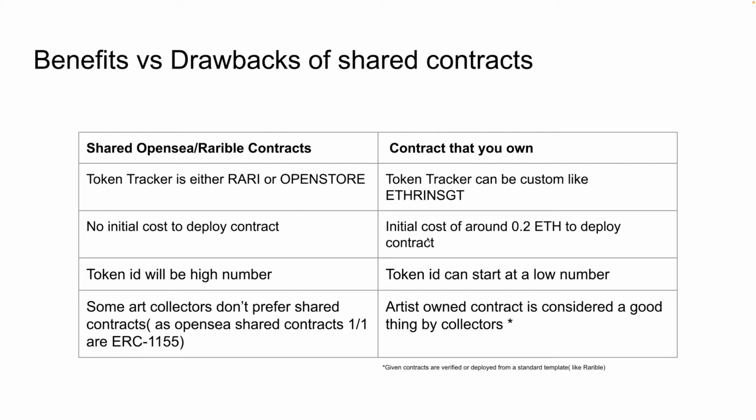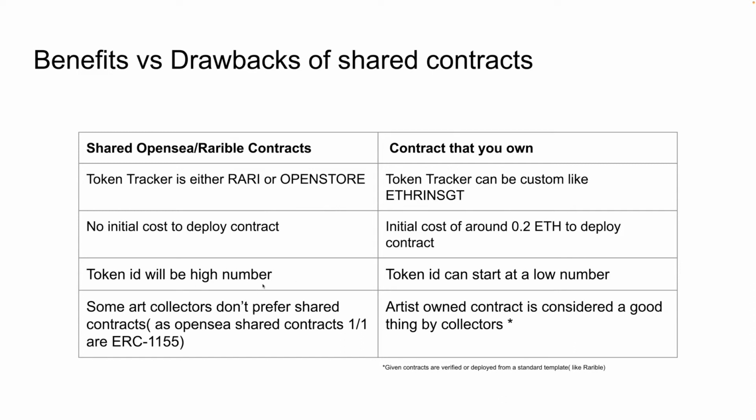Now, one benefit of shared contracts on OpenSea and Rarible is that there's no cost to deploy the contract, which can be a lot of money. That is one of the advantages of shared contracts. So that is a plus. And when you create your own contract, it may cost you at least 0.2 ETH, which is a lot of money.